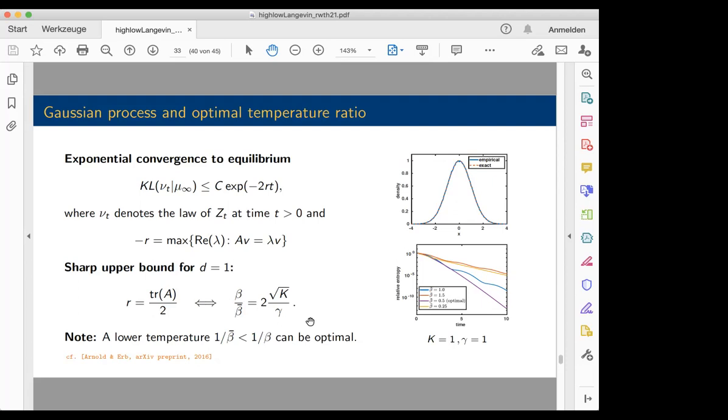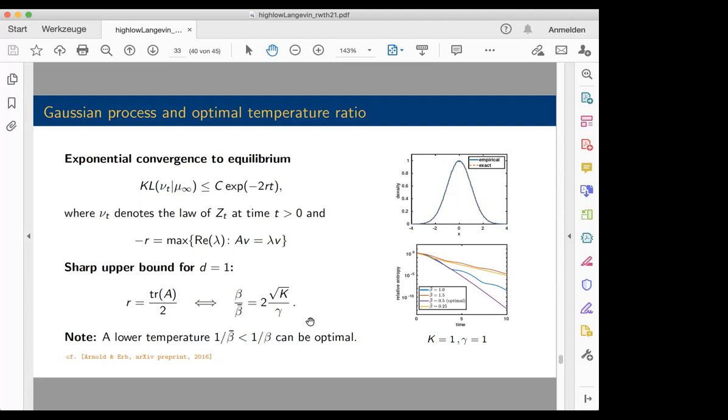So this is quite disappointing, right? Because it tells us that the original idea we had, to just increase the noise in order to speed up the convergence, is not universally true. Even in this simple example that has no metastability whatsoever, because it's a unimodal Gaussian distribution, it's not so clear what the optimal temperature ratio is.